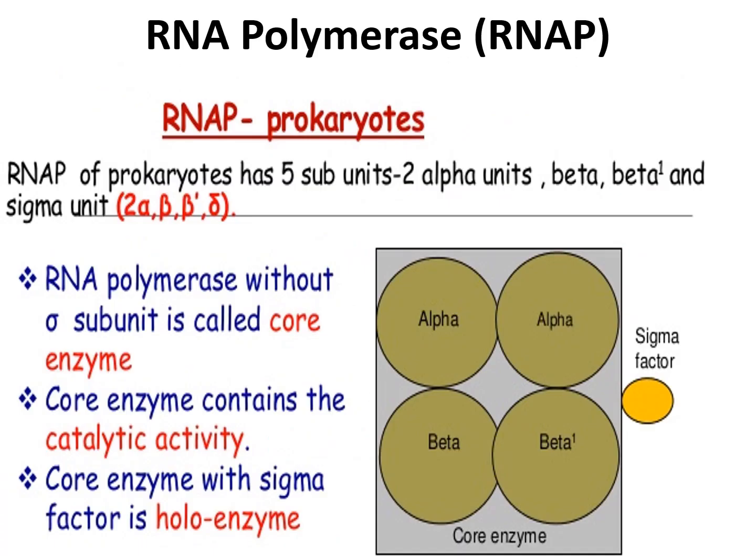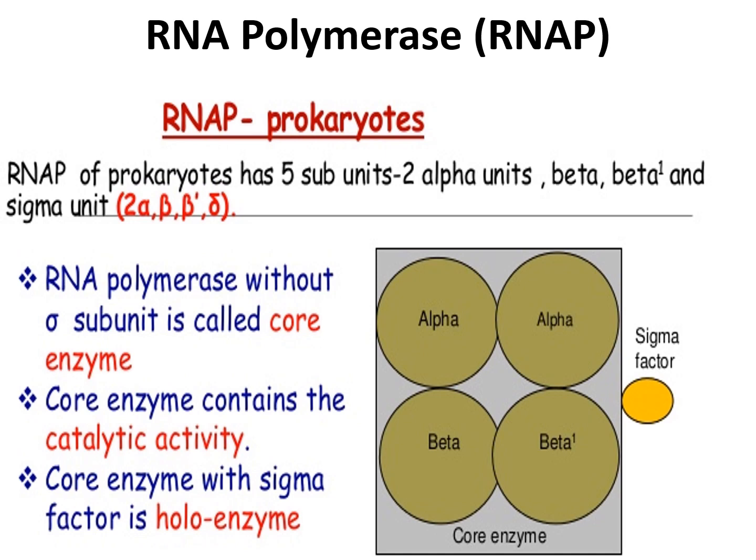Then you must know some detailed information about RNA polymerase. This is the main enzyme involved in the transcription mechanism. In prokaryotes, this RNA polymerase has 5 subunits. That is 2 alpha subunits, 2 beta subunits, one is beta and another one is beta prime, and another one is the sigma subunit. Without the sigma subunit, the RNA polymerase is called a core enzyme.